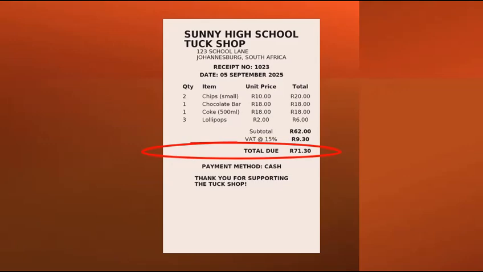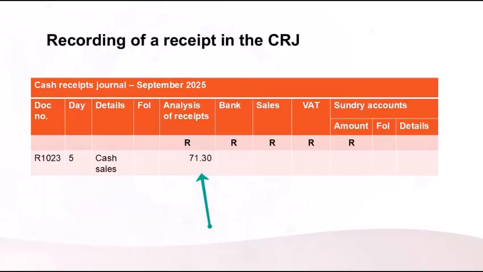Now our customer paid the total due, the 71 Rand 30 cents. Therefore, in our analysis of receipts column, we need to record the 71 Rand and 30 cents. Our next column heading is bank. We're going to leave that open for now, since we do not yet know if this transaction will be the only cash we receive for the day.